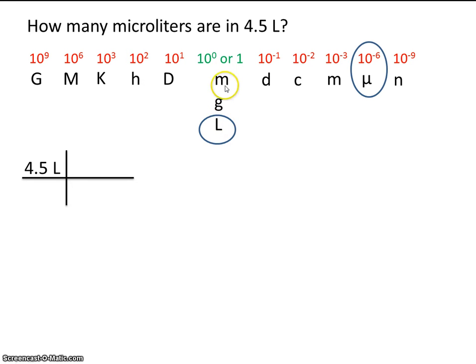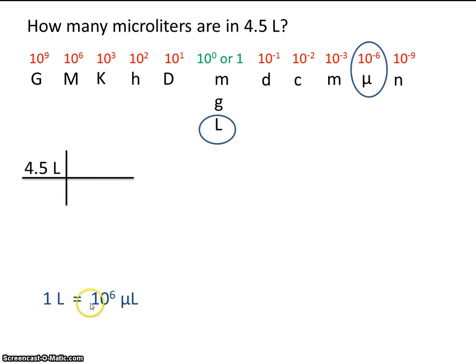Well, you can see that micro means a millionth. It's very small, so it takes a million microliters to equal 1 liter. That's what I've written out here. 1 liter equals 10 to the 6th microliters. So we need a million of these small microliters to equal 1 liter.